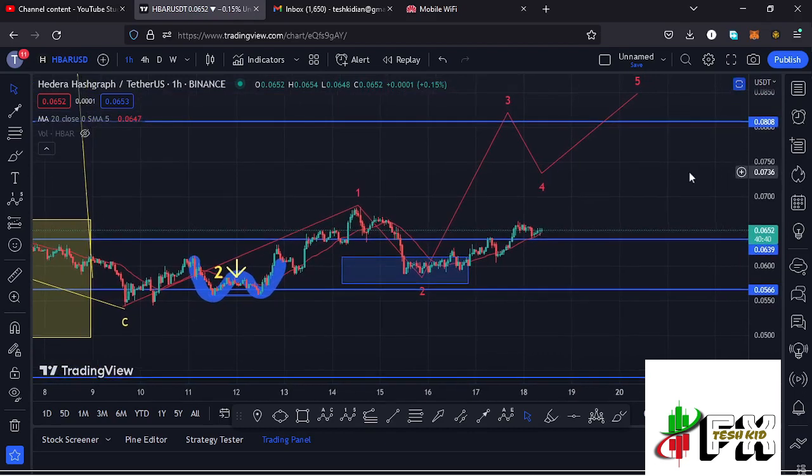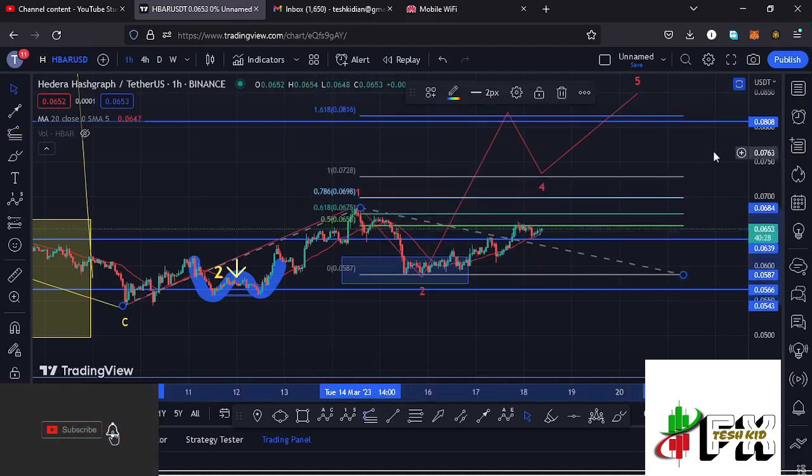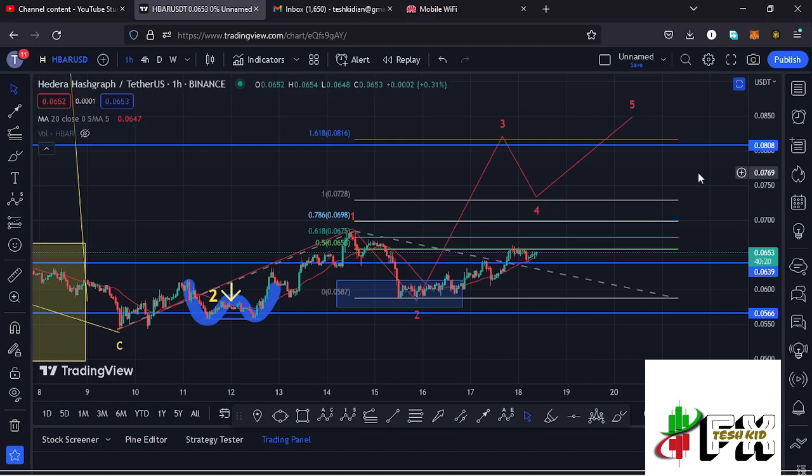Sketching out a target area to the upper side in the formation of that wave 3 by connecting the trend-based Fibonacci from the low of the first wave to the high of that wave 1, then dragging the fibs to the low of the second wave, that gives me a minimum target area to the upside in the formation of that wave 3 at the fib level 1.618, and that is at around the $0.0816 mark, and that is the minimum that I'm expecting Hbar to do here on the short-term scenarios.